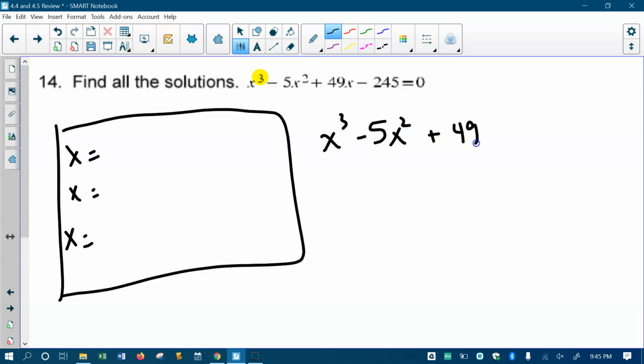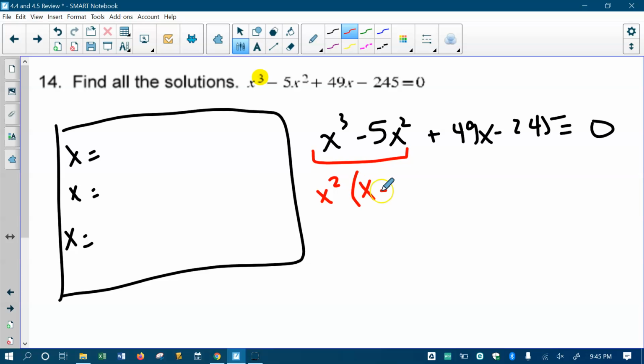Okay, plus 49x minus 245. Now, I'm not at school, so I don't have access to my graphing calculator, but let's try grouping here and see what happens. If I take a GCF out here, that's x squared. Take 2 x's away from 3 x's, and that's 1x. Take 2 x's away from the minus 5x squared, and that's a minus 5. And I'm going to guess, I could be wrong, I think 49 is the GCF. And I really hope I'm right on that one. Plus 49. I believe it's x minus 5.